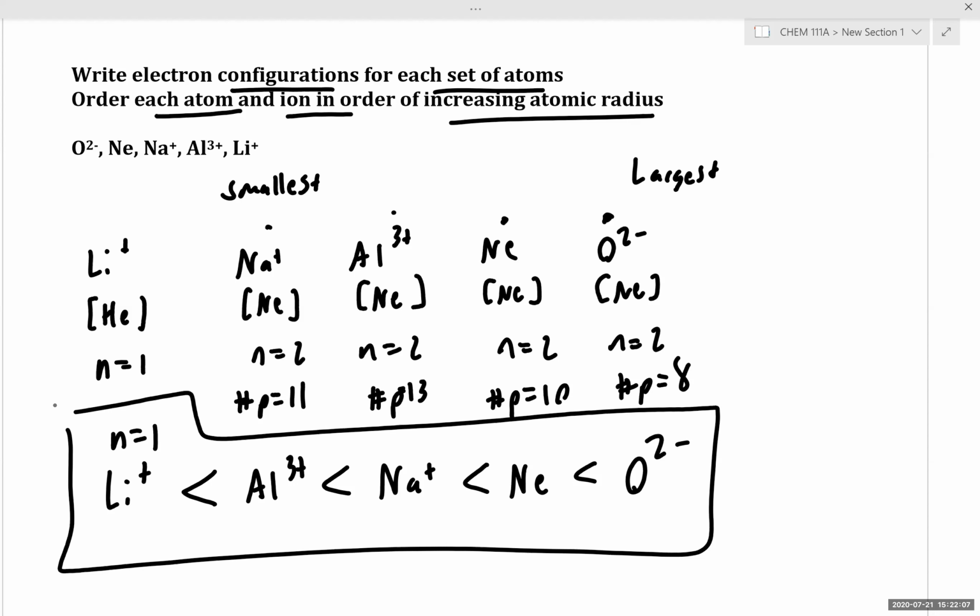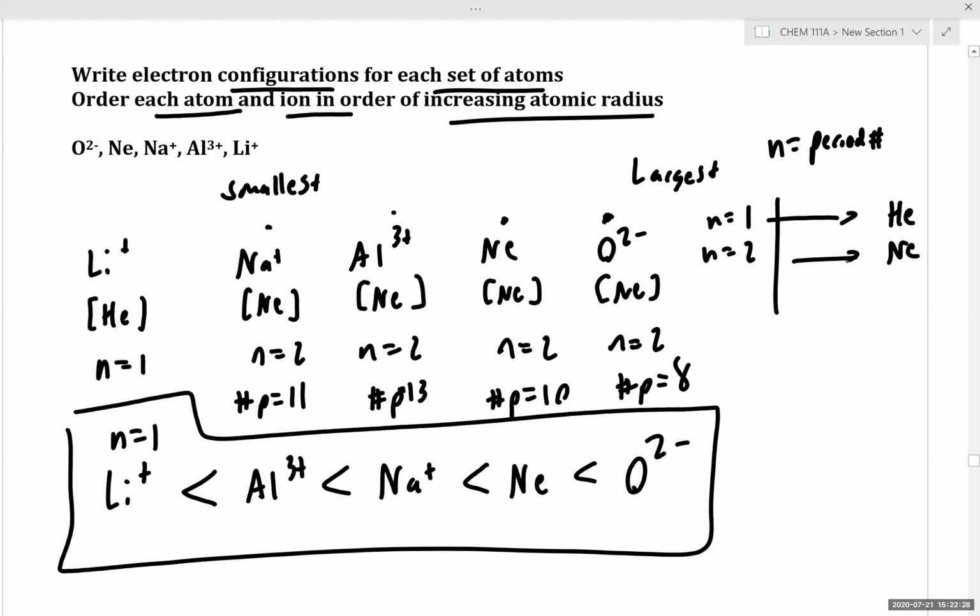So N, if you look in the periodic table, you'll notice the N is equal to the period number. So for example, helium is in the first row, so its N is 1. Neon is in the second row, so its N is equal to 2 in the periodic table. Does that make sense?